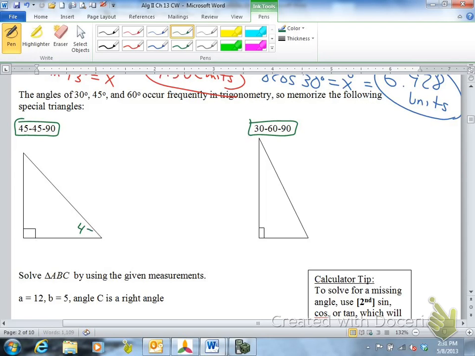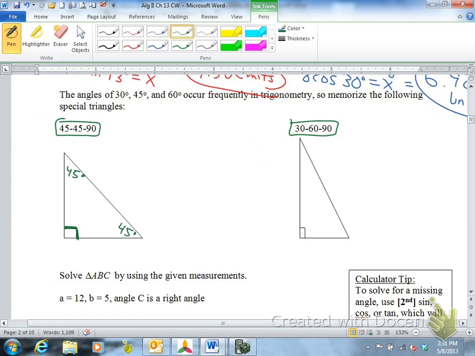So 45-45-90, we'll put the angles here. The 90 is already given, right here. And the side lengths are 1, 1, and the square root of 2. You could put x, x, and x square root 2. But this should make sense with the Pythagorean theorem. If these two sides are the same, you're going to get 2 equals h squared. h is the square root of 2. So 1, 1, square root of 2. We'll use those numbers a lot tomorrow.